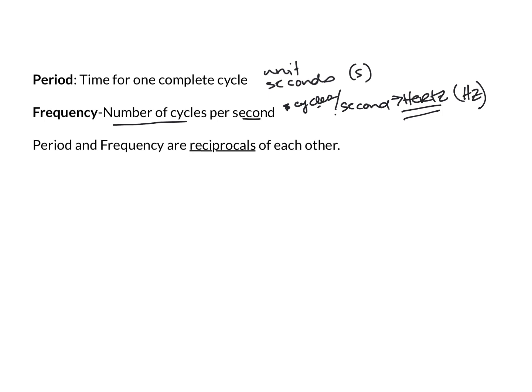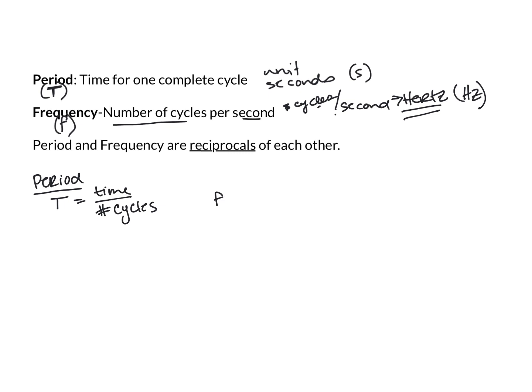Equations. So to calculate period, it depends on what they give you, but if they tell you the time and the number of cycles, to get the period, which by the way, the abbreviation for period is a capital T. Don't ask me why. Frequency is an f. So period is going to be the time it takes divided by the number of cycles.